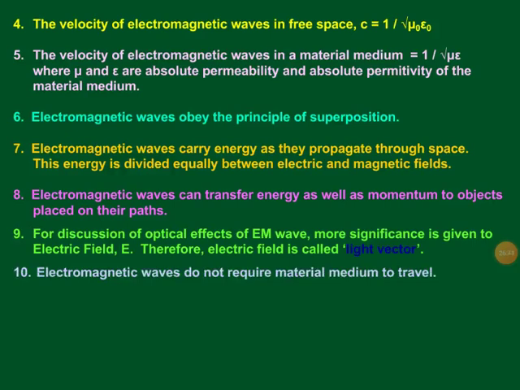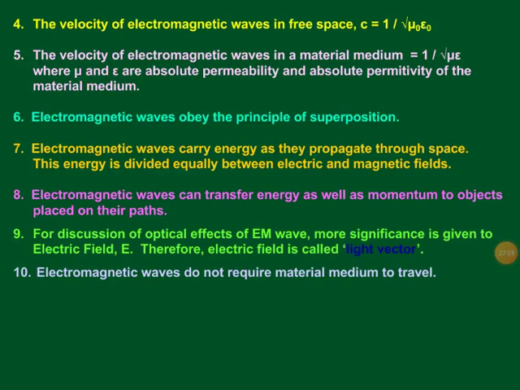Electromagnetic waves do not require any material medium to travel. As they are not material waves, but electromagnetic waves, they do not require any material medium for propagation. They can propagate in space. No doubt they can propagate in a medium also, but even if there were no medium at all, electromagnetic waves can propagate, unlike material waves. For material waves, like water waves and sound waves, we require a medium for propagation. But for electromagnetic waves, no medium is required.